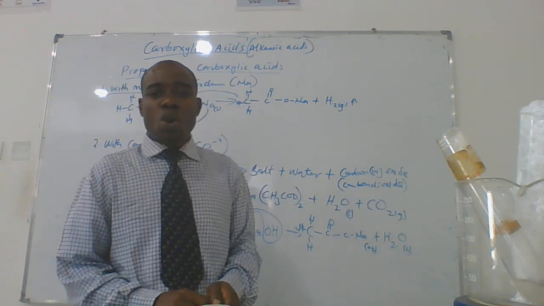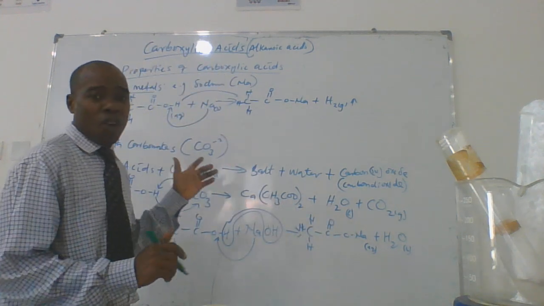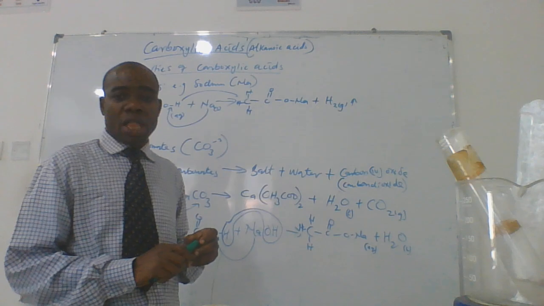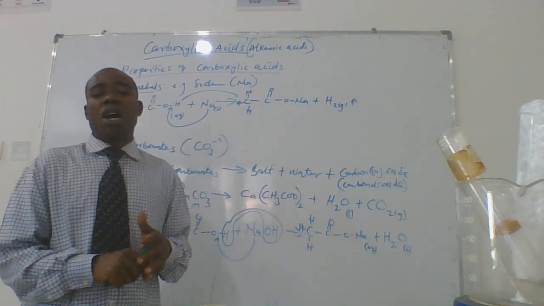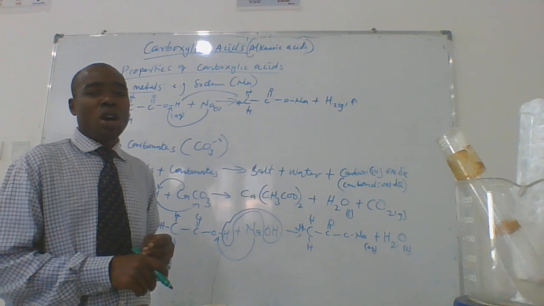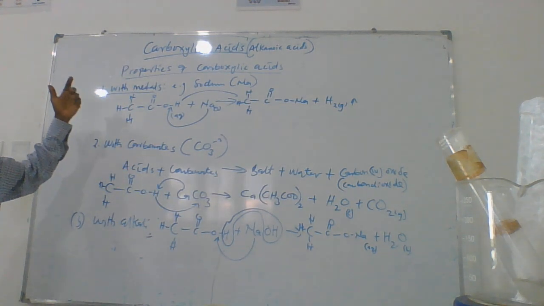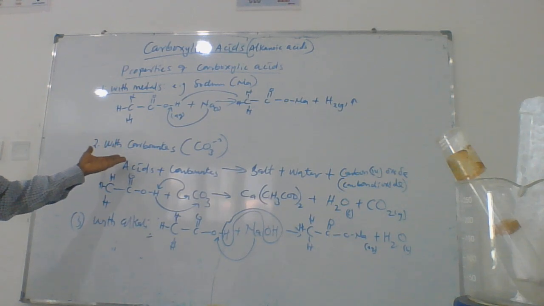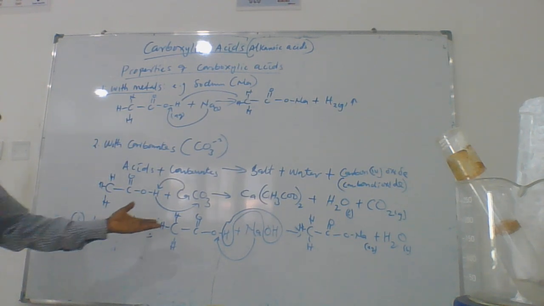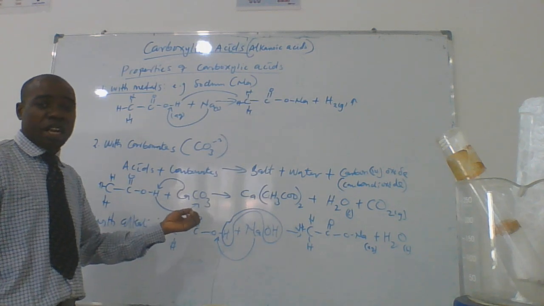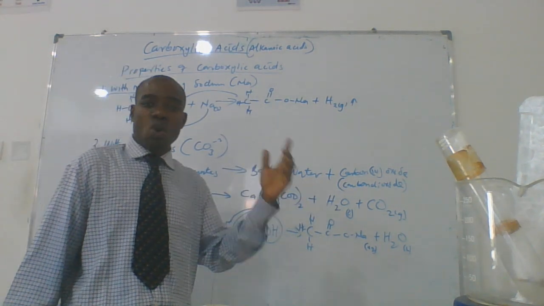So this morning we've explored the preparation of carboxylic acid from ethanol. Then we looked at the properties of ethanoic acid as it reacts with metals like sodium, a group 1 element; as it reacts with carbonate, calcium carbonate as an example; and number 3, as it reacts with alkali such as sodium hydroxide to give us salt and water.